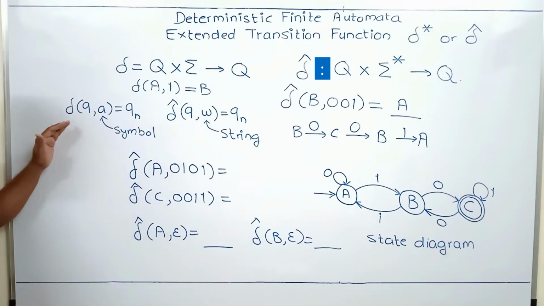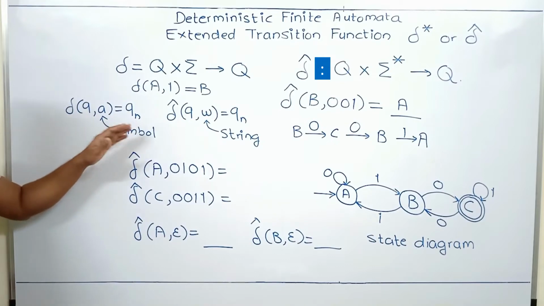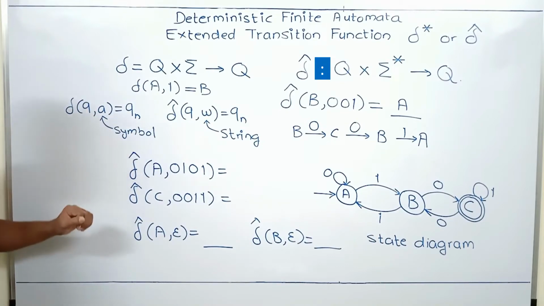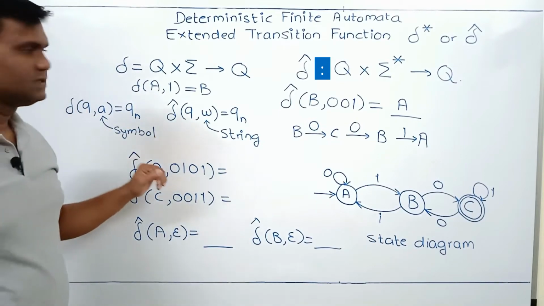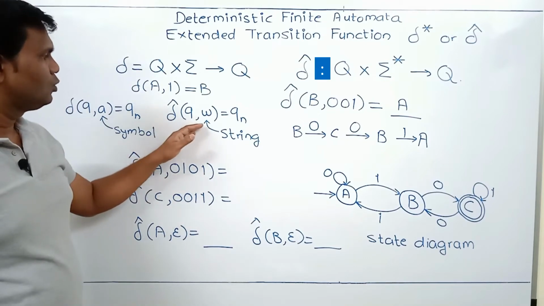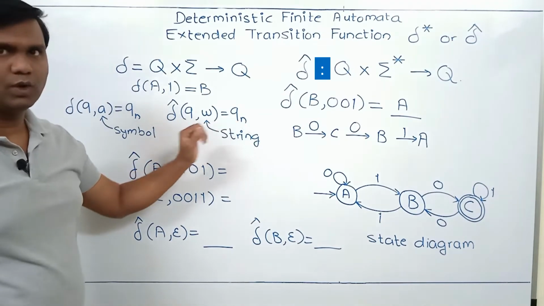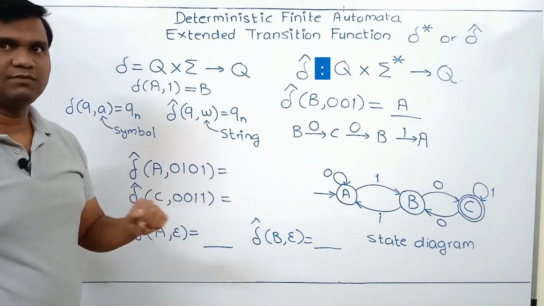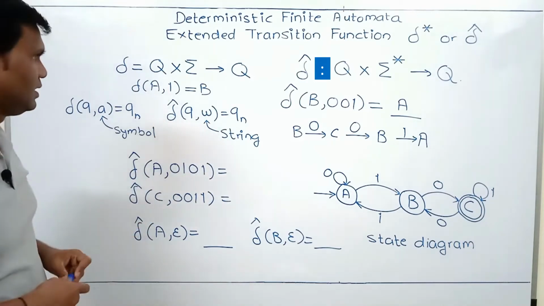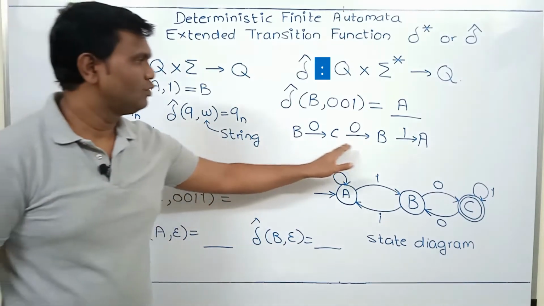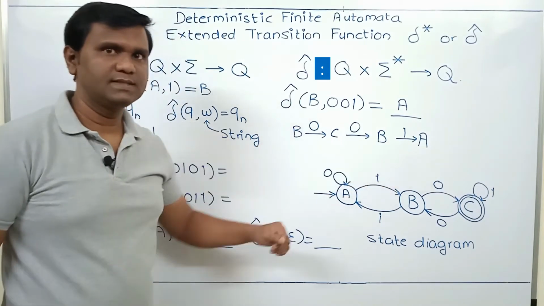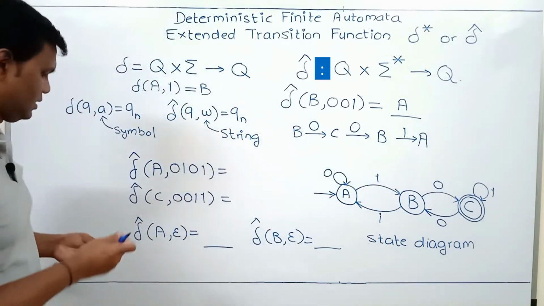So in simple transition function, it is delta(q, a) is equal to q_n. Here a is a symbol. In extended transition function, delta cap(q, w) is equal to q_n. w is a string from sigma star. Now in exam, you don't have to write all of these things. You can simply do it manually.